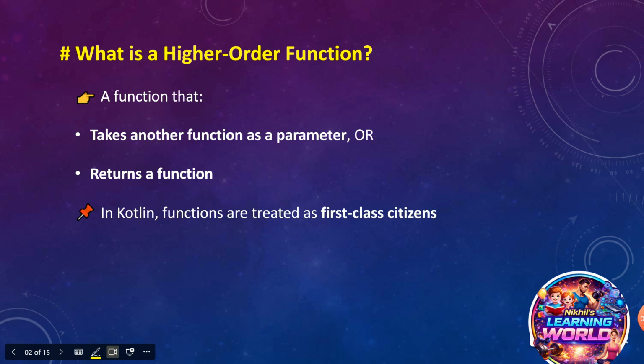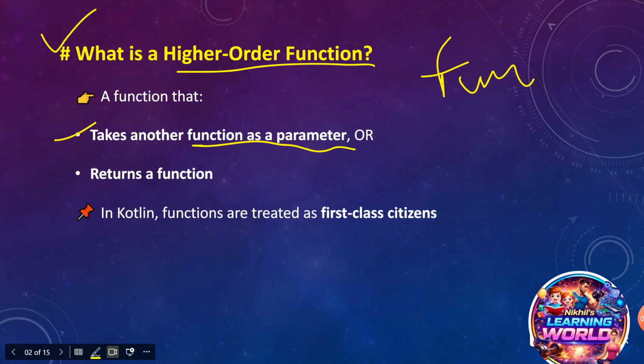First we will see higher order function. So what is a higher order function? A function that takes another function as a parameter. That's simple. We pass parameters to a function, and in the same way, we can pass a function as a parameter to another function, and it can also return a function. In Kotlin, functions are treated as first class citizens.